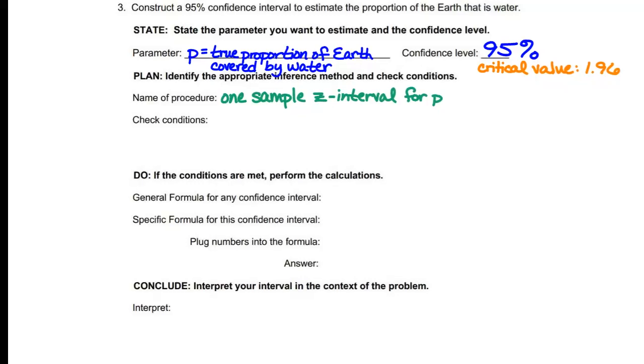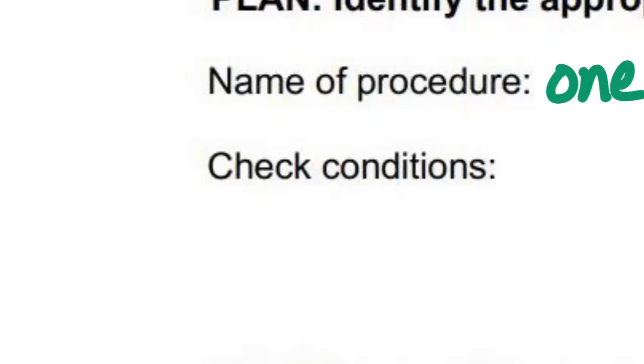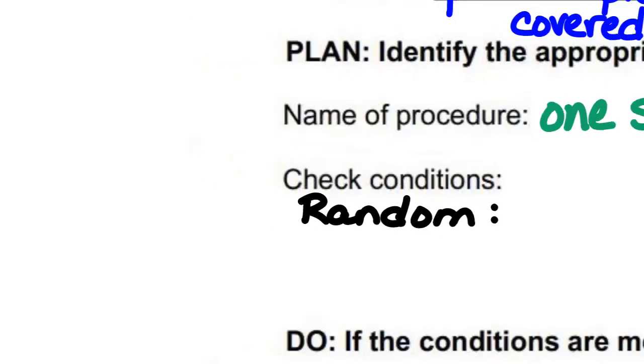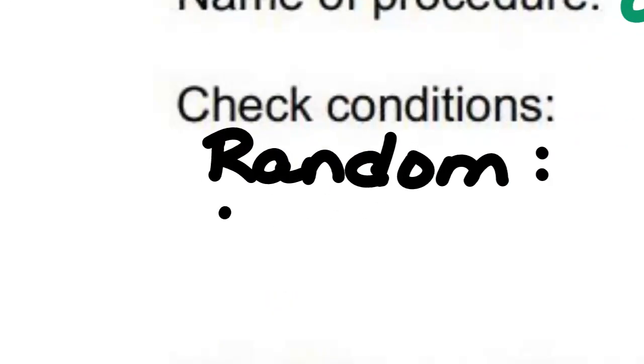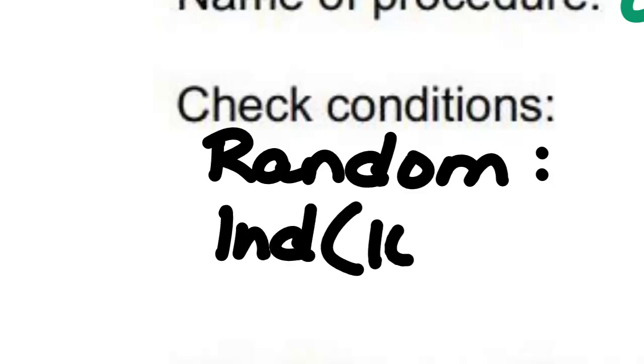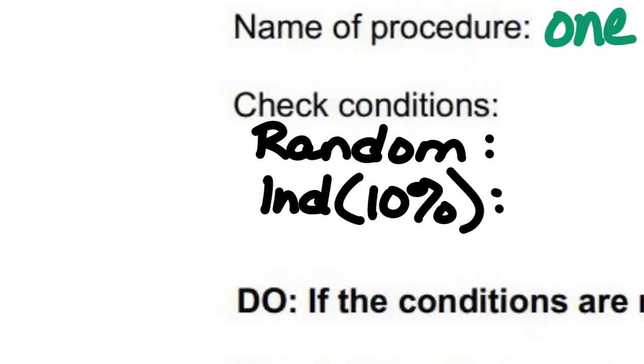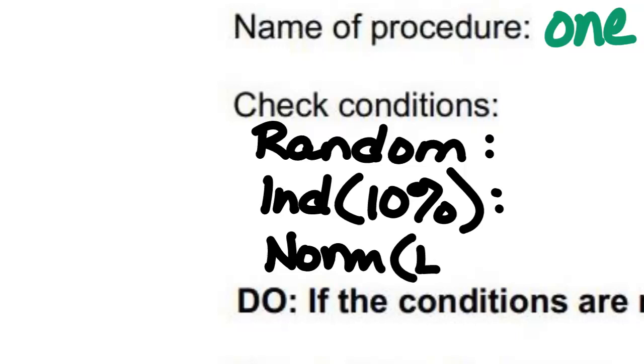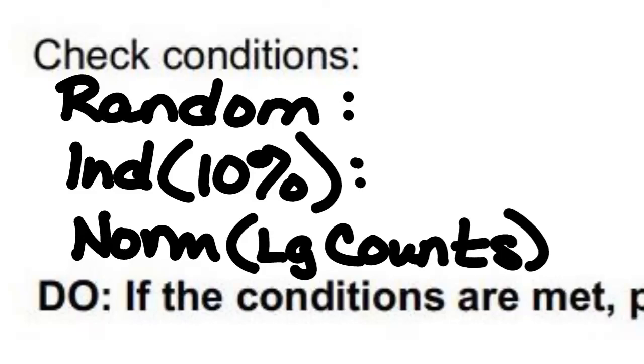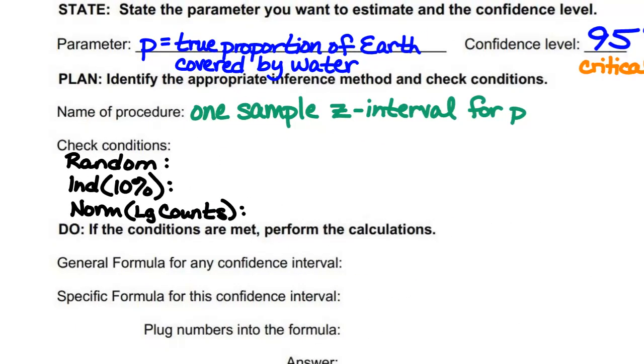Checking conditions. What are the conditions that we need to check here? Random. What else do we need to check? Independence. How do we check independence? 10% condition. So we check random, we check independence, which is 10%, and what else do we need to check? Large counts. What are we checking for when we do large counts? Normality. I want you guys to go ahead and check those conditions.